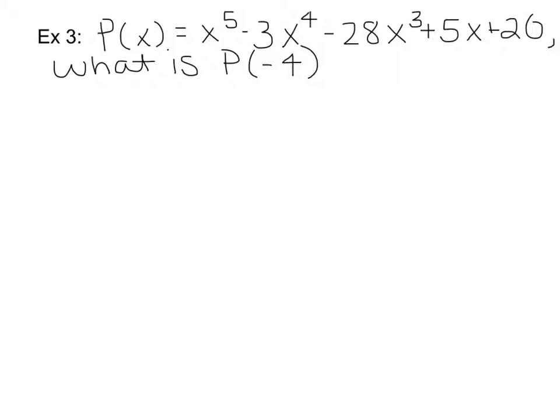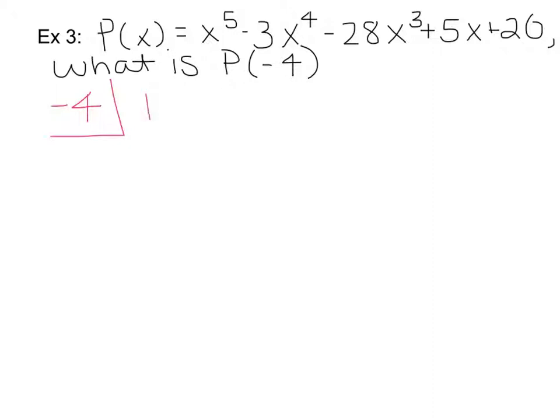So the polynomial that we're given is x to the fifth minus 3x to the fourth minus 28x cubed plus 5x plus 20, and it says, what is p of negative 4? So there's two ways of doing this problem. So you take negative 4 because that's what's given to you, and you put that in your little box because that's what you're dividing by.